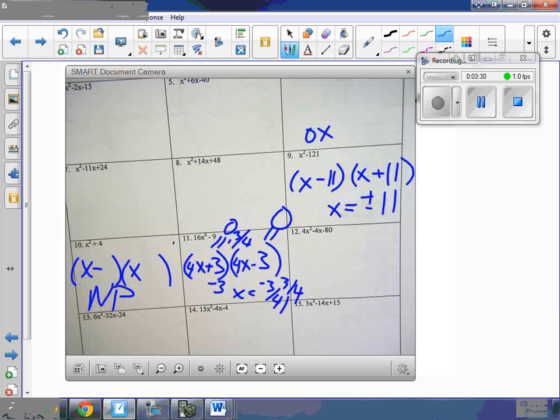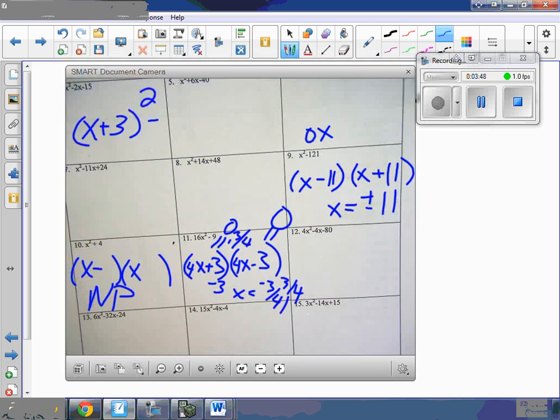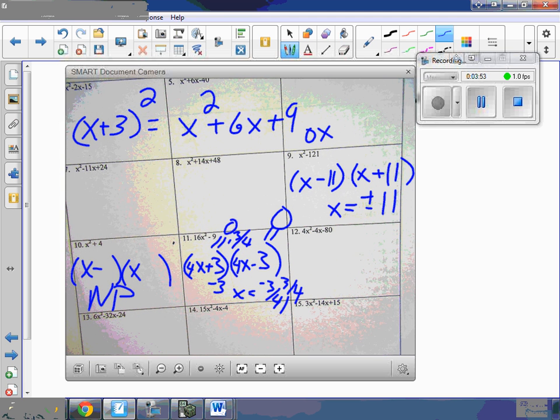Does anybody remember the type of quadratic that is? Number 9 and number 11? Perfect square? No. Difference of squares. A perfect square would be like x plus 3 squared, which is x squared plus 6x plus 9. That's a perfect square trinomial. And we'll deal with those a little bit later. But the one that we're looking at in number 9 and number 11 is called a difference of squares, where the first one is a perfect square and the last one is a perfect square, and there's a subtraction.